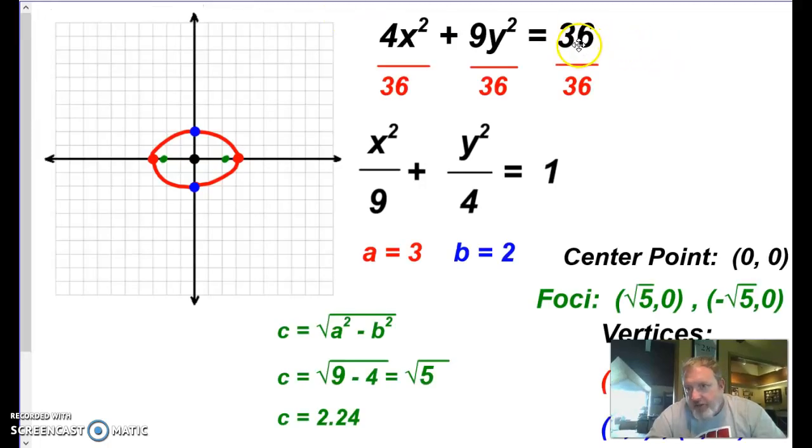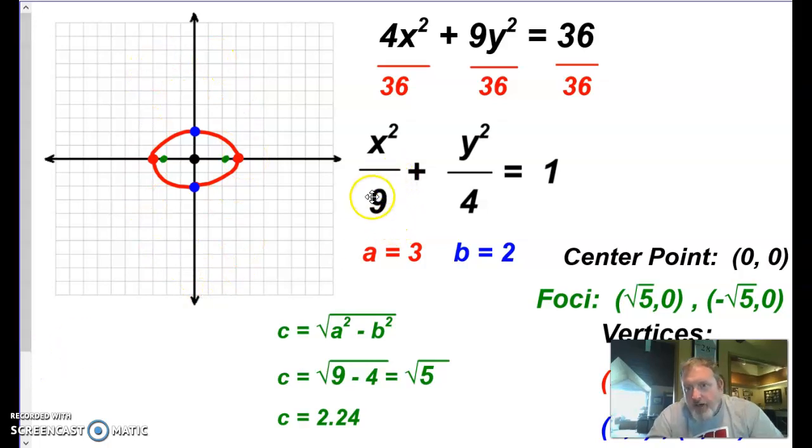So I'm going to divide here by 36. The reason I'm going to do that, I want this to equal 1. And so 9 over 36 is really 1 over 4. 4 over 36 is 1 over 9. A is always the largest number. So if this one happened to be 9 and this one happened to be 4, then you have to switch the order and put y squared first. So make sure when you do this division, whichever number is bigger goes first. So again, x squared is first. So major axis horizontally, minor axis up and down. If this was y squared first, then this ellipse would go vertically like so.